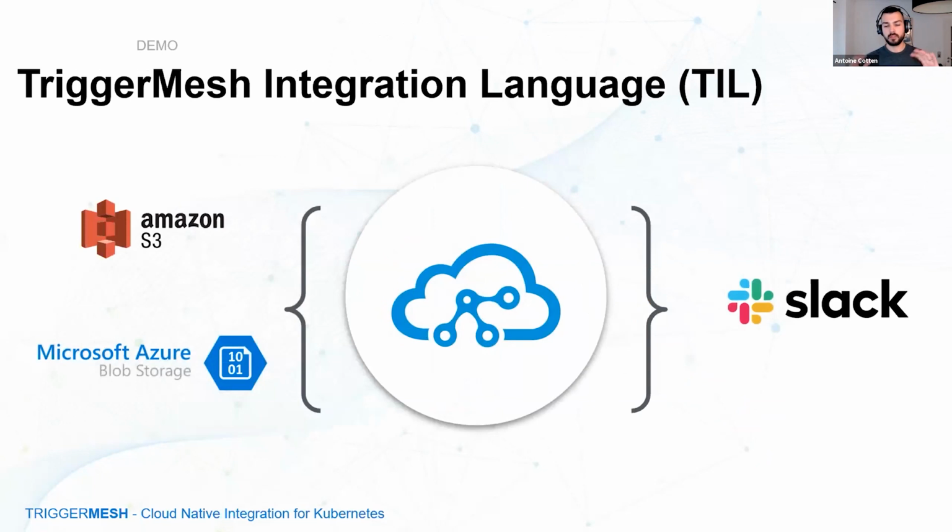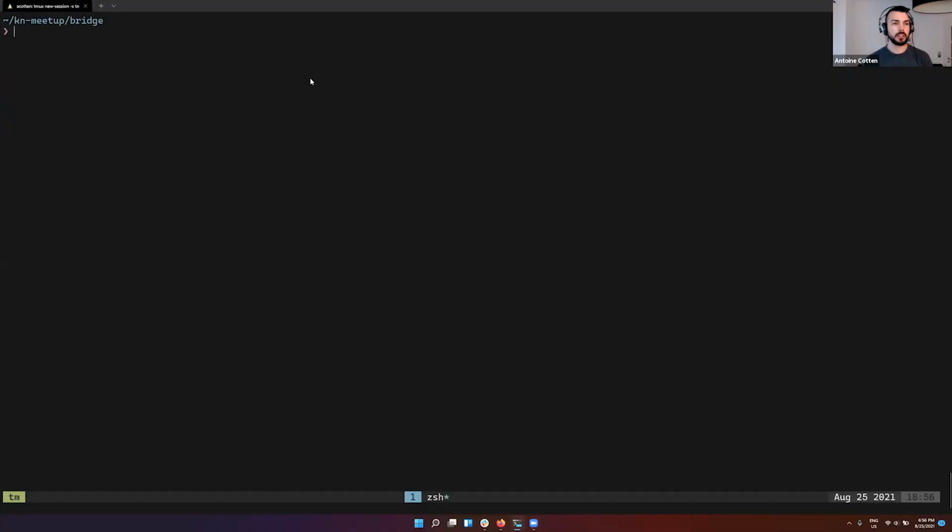Right, so that is it for the first 3 parts. Now for the second half of this presentation, I will actually do a demo of the TriggerMesh integration language for this bridge that I talked about before. So on one side, event sources for cloud storages, sending events to Slack via a data transformation, all in an asynchronous manner.